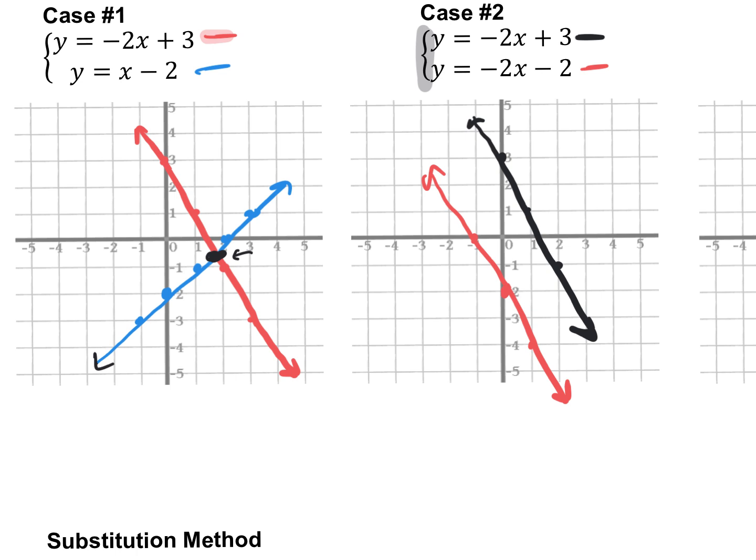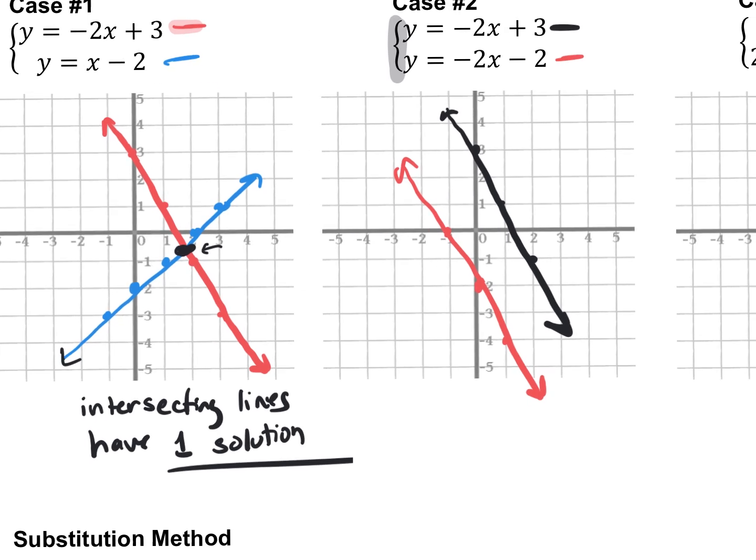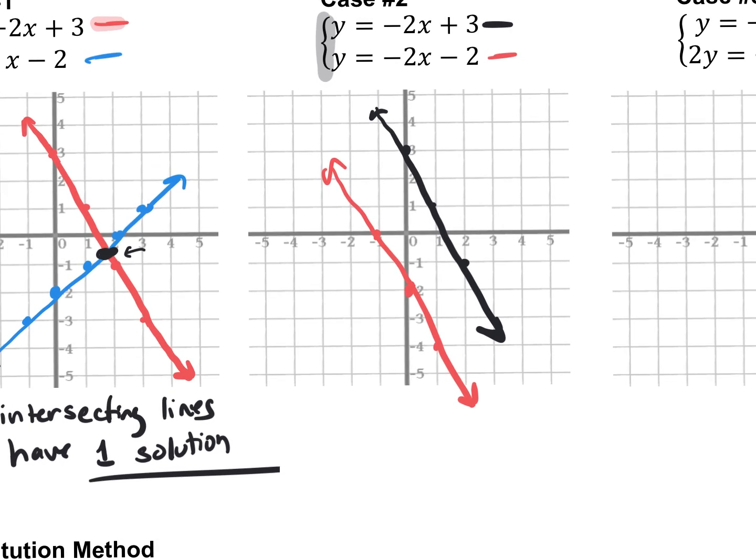So if you have intersecting lines, one solution. On the second one, I wish this recording I can make them nice and neat lines. So on this one though, what kind of lines are these? Parallel. Thank you. Parallel lines, and they have no solution.